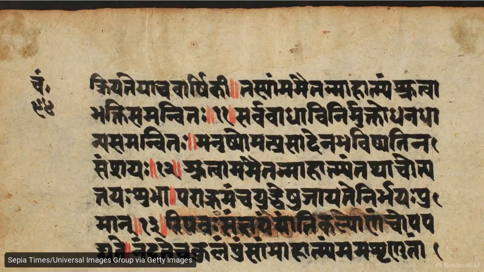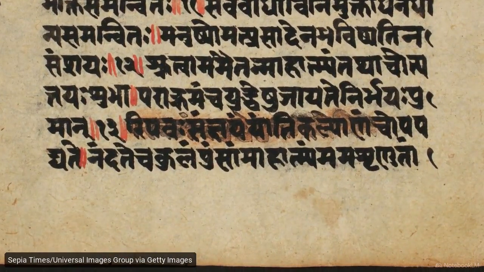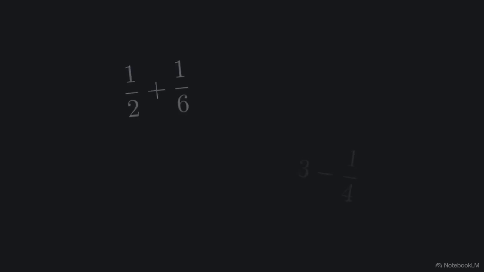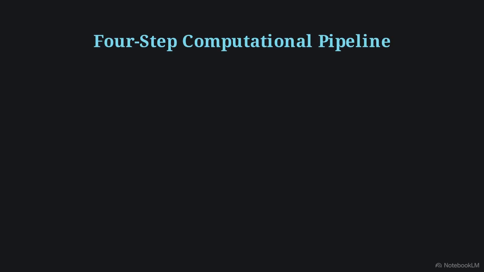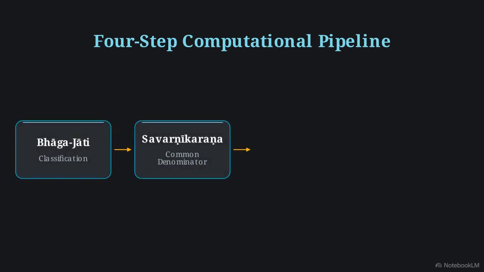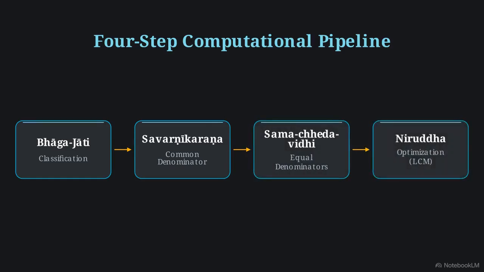Between the 7th and 12th centuries, mathematicians like Brahmagupta, Mahāvīrācārya, and Bhāskara II needed flawless arithmetic. They were computing precise planetary periods for astronomy, dividing complex mercantile profits, and surveying land. They couldn't afford errors. To manage fractions efficiently at scale, these scholars didn't rely on guesswork or a single catch-all rule. They developed a strict four-step computational pipeline: Bhāga-Jāti, Savarṇīkaraṇa, Sama-chheda-vidhi, and Niruddha.